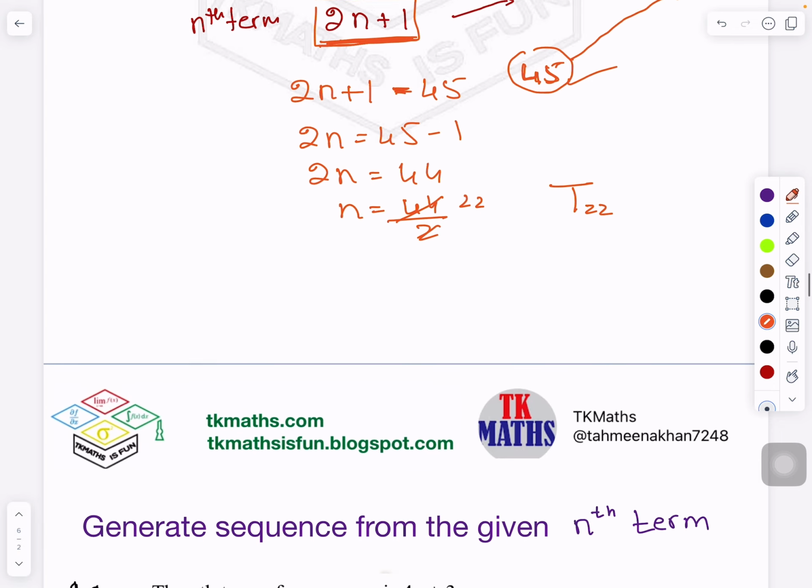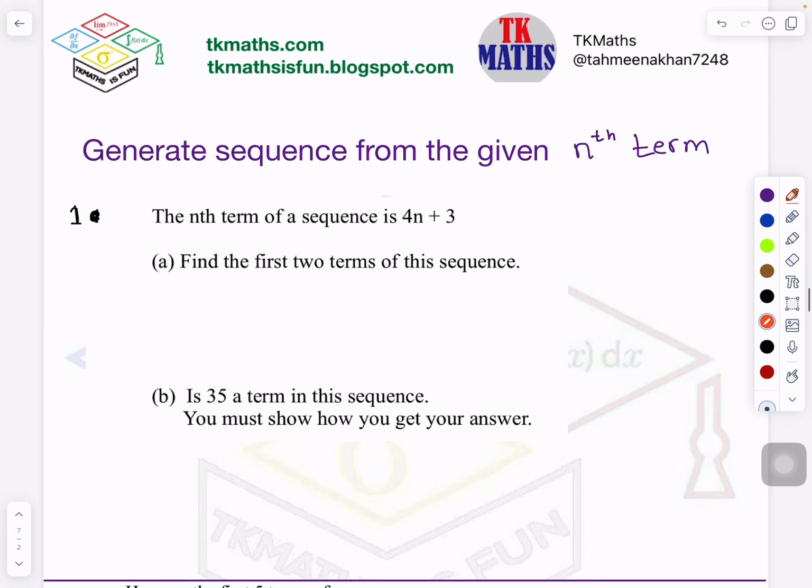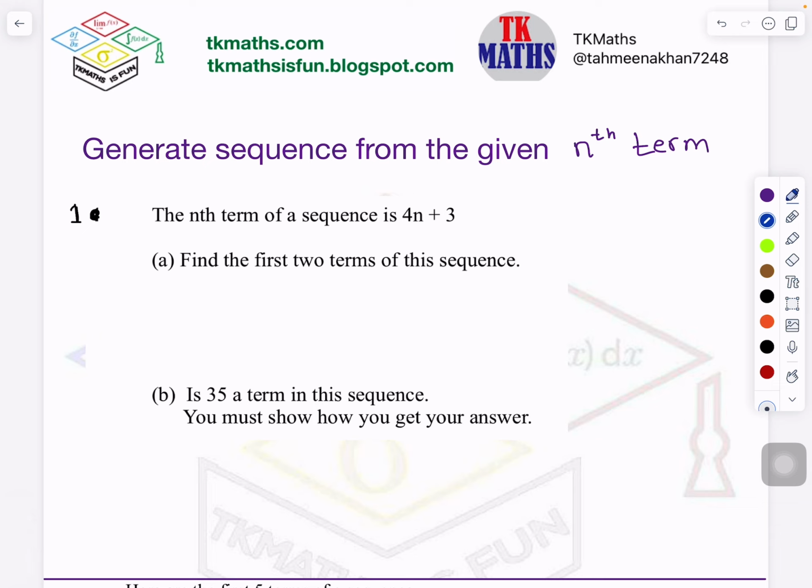I've taken 2 examples here. Now let's solve these examples. So these 2 questions I've taken here, okay? The nth term of the sequence is given to you. This is 4n plus 3. And you have to write down the first 2 terms. So what will you do?